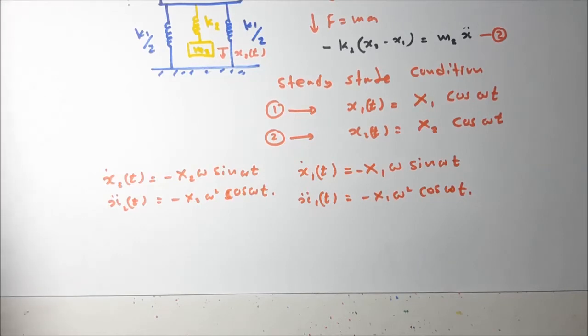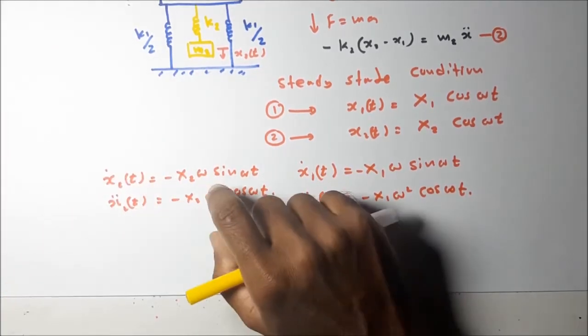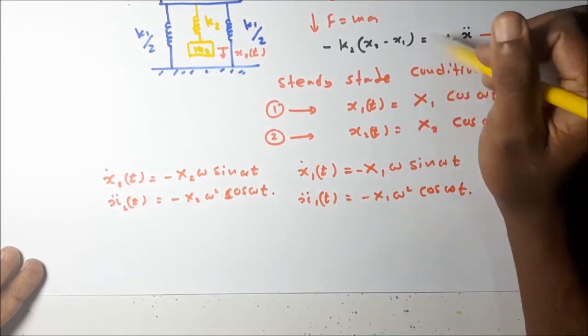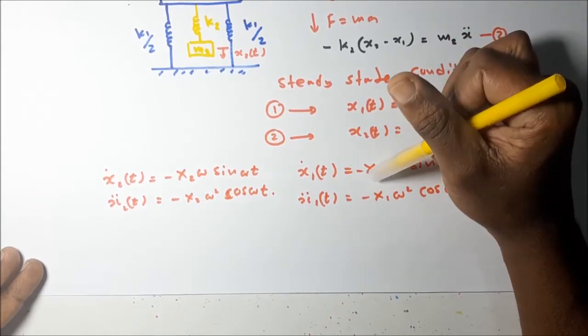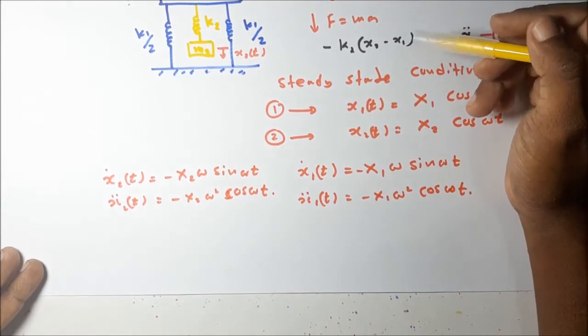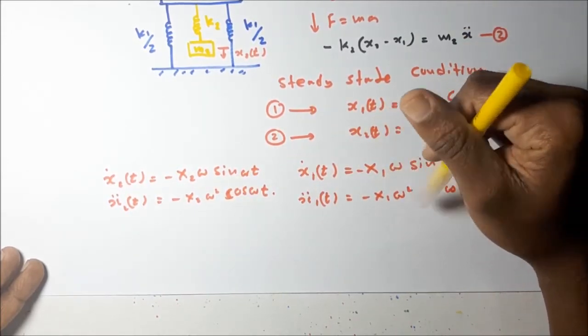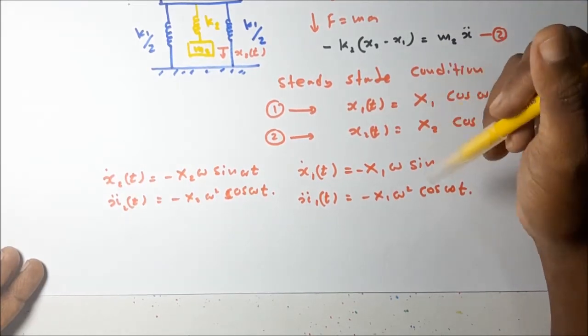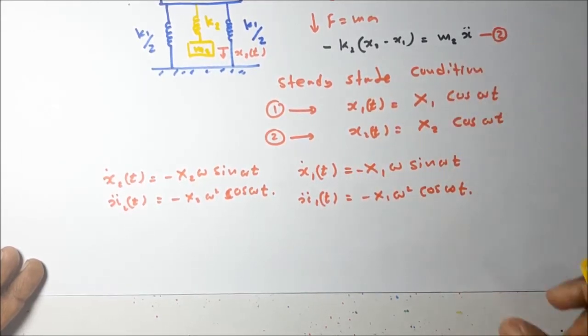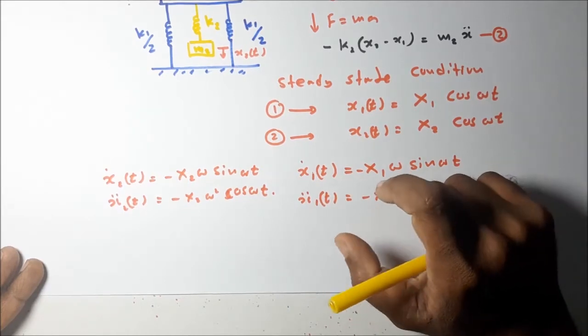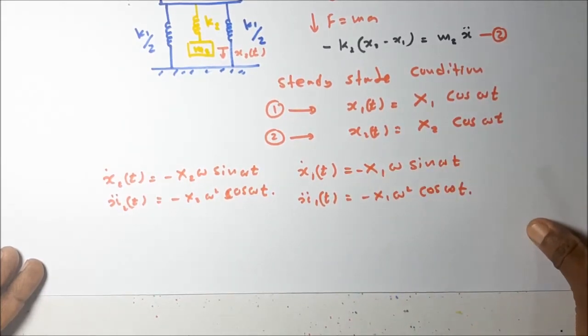By substituting these into equation 1 and equation 2, we can derive the expressions for x1 and x2. I am not going to do that; you can try it at home. I am going to write the expressions I obtained for x1 and x2 by solving both equations.